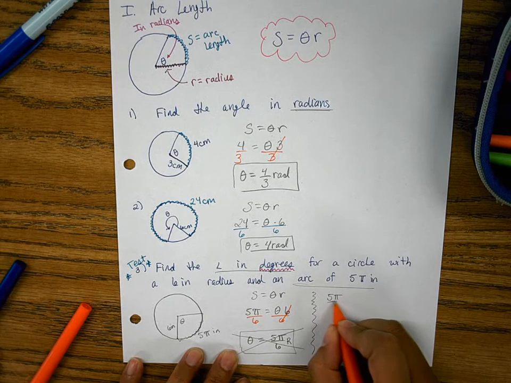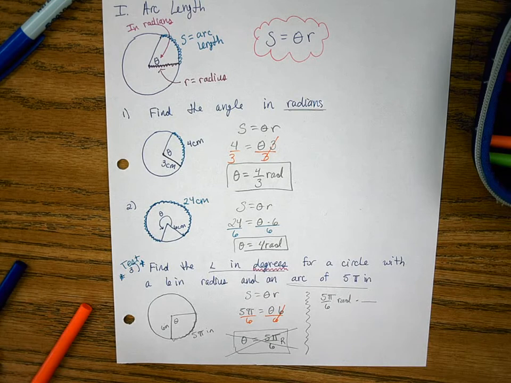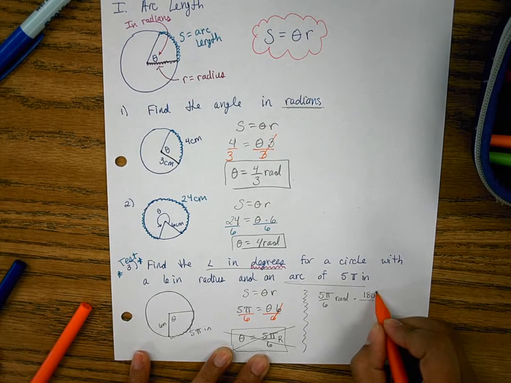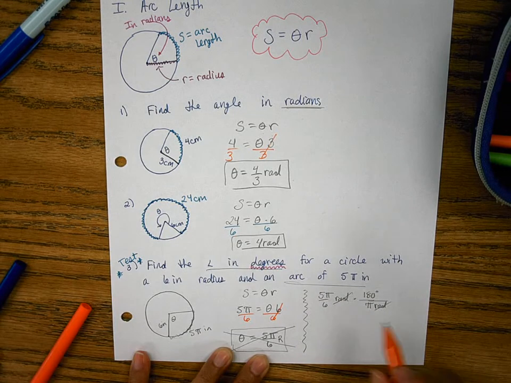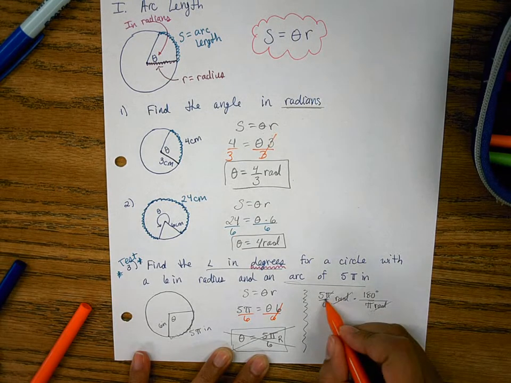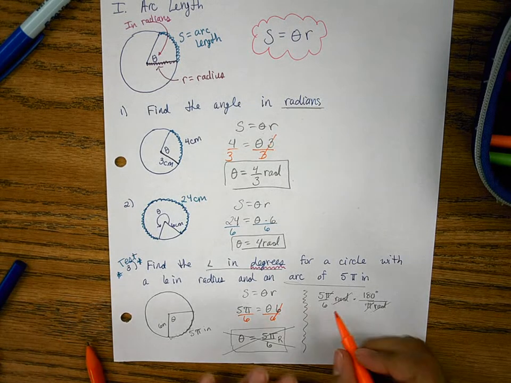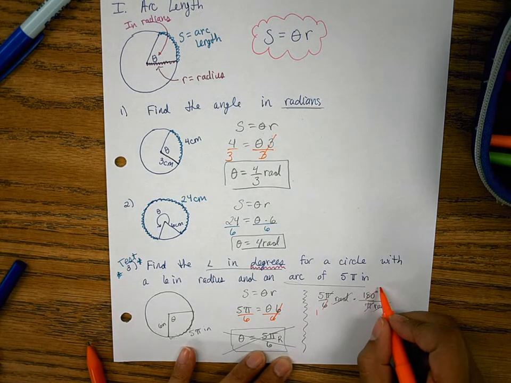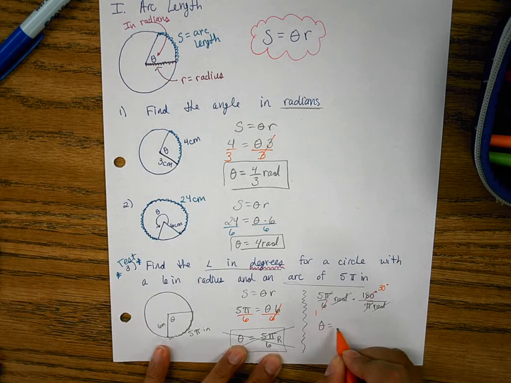5 pi over 6 radians times our conversion factor. Is it 180 over pi or pi over 180? I want to end up with degrees, so I'm going to have the degrees on top over pi radians. Radians always cross out. Pi is a bonus. In this case, the pi does cross out. 6 goes into 180, so I can reduce that as well. 6 is 1, and 180 becomes 30. So you have 5 times 30 degrees. So theta equals 150 degrees.